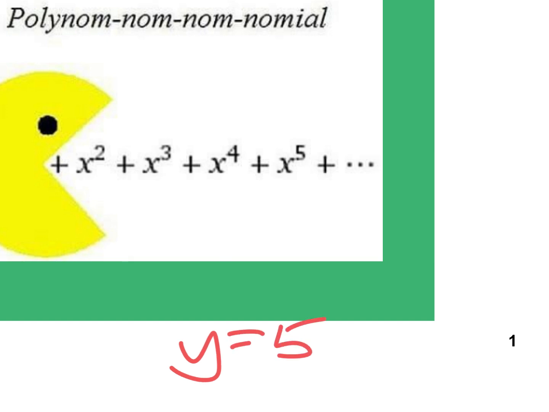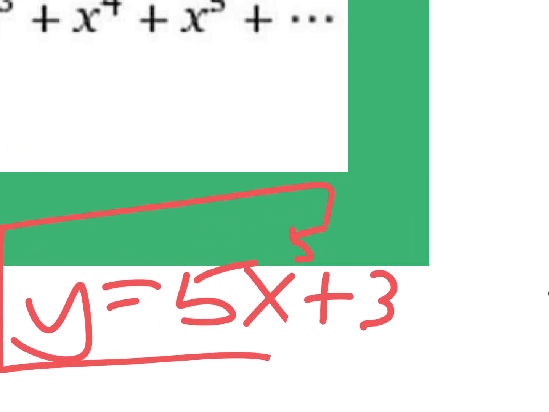That seems kind of lame. Seems like there should be at least two to be a polynomial, but the fact is you can be just y equals 5. What if I make it 5x? Is it still a polynomial? Yep. What if I make it 5x plus 3? Then it's still a polynomial. What if I make it 5x to the 5th? It's still a polynomial. What if I make it 5x to the negative 5th?